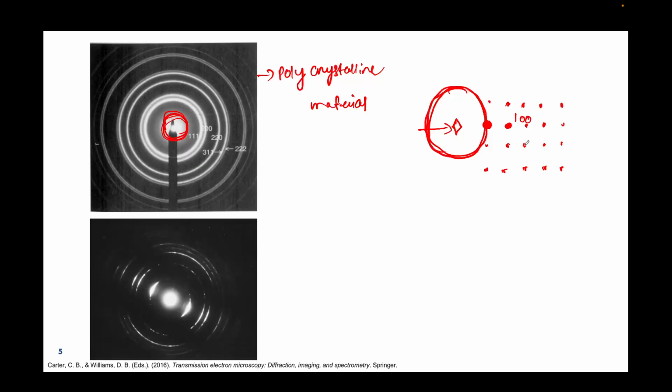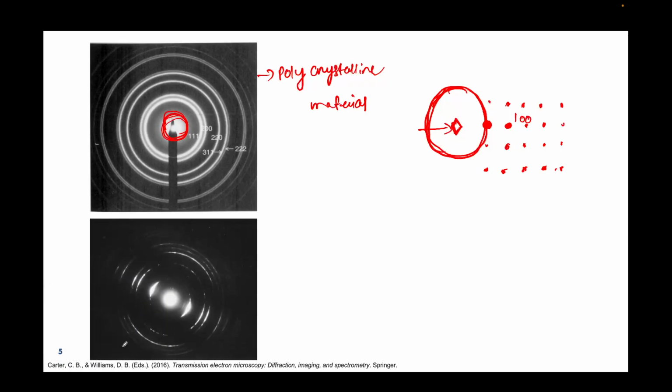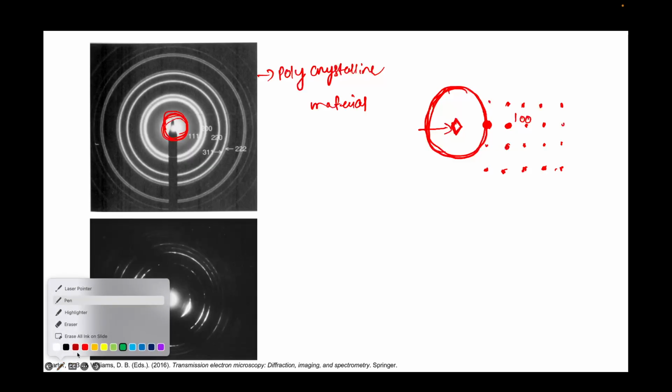Another thing I told: when we rotate a single crystal, I am considering that this is a single crystal. So when I rotate the crystal, the Ewald sphere will stay as it is. However, the reciprocal lattice will start rotating.